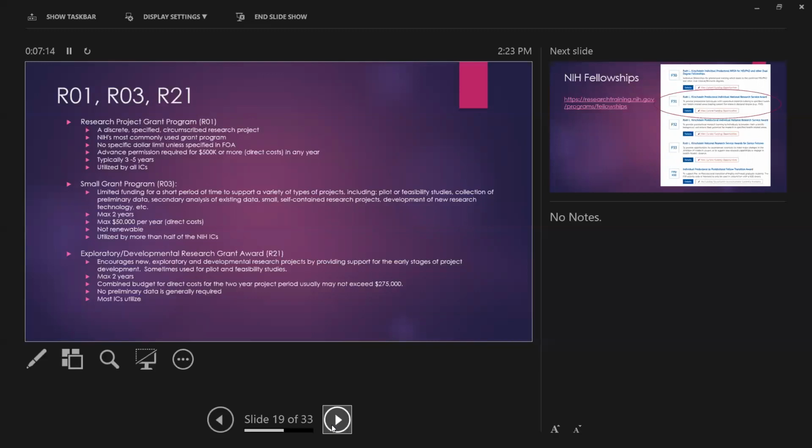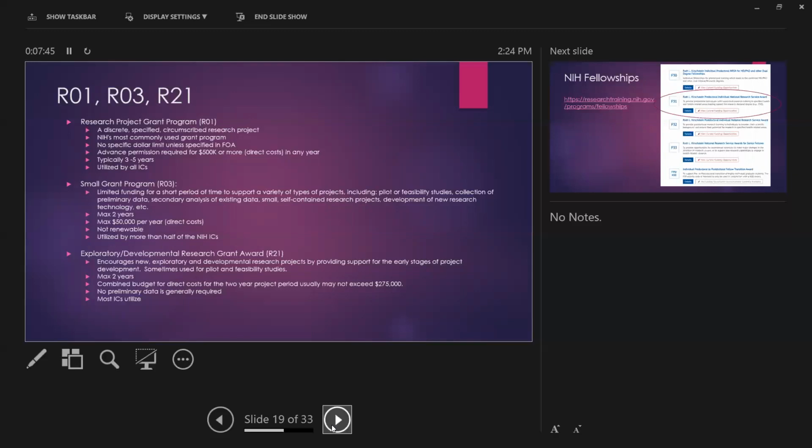And then R03s are a smaller grant. That's if you don't need to do a huge project with huge costs, maybe you want to do some secondary analysis or a pilot study, you would go for an R03. And that's a maximum of 2 years with 50,000 per year. So it's much lower. And you might think, oh, 50,000 a year is a lot, but it's really not that much because it pays for maybe part of one person or very small parts of a few people.